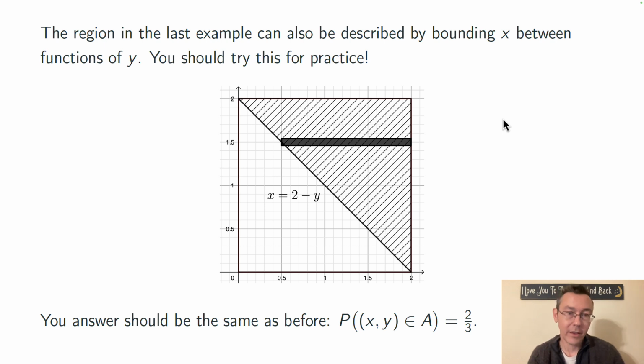In the last example, you can also describe it by bounding x between functions of y. And you should try that for practice. So I described this region by bounding y in terms of functions of x. And you can check that you're doing that right by making sure that you get the same answer that I got earlier, which was that the probability should be 2/3.